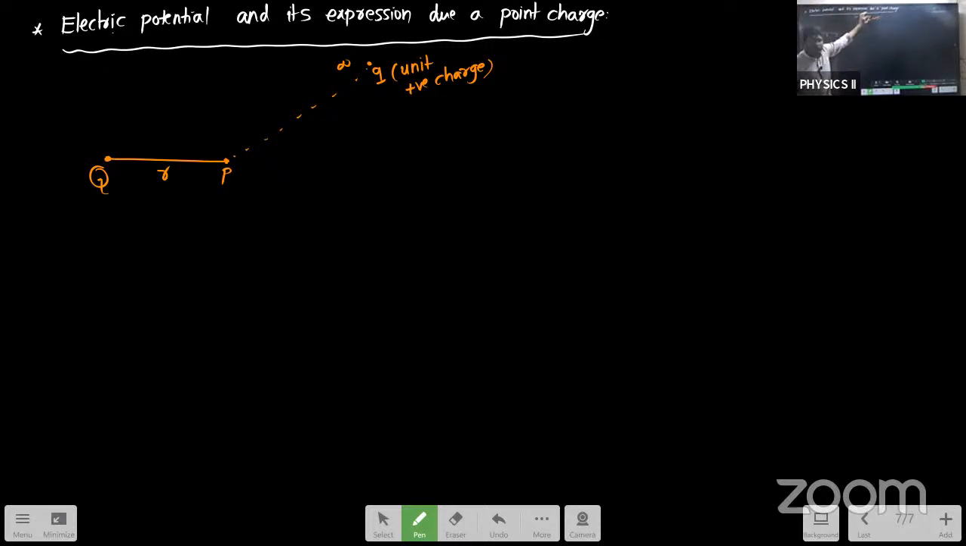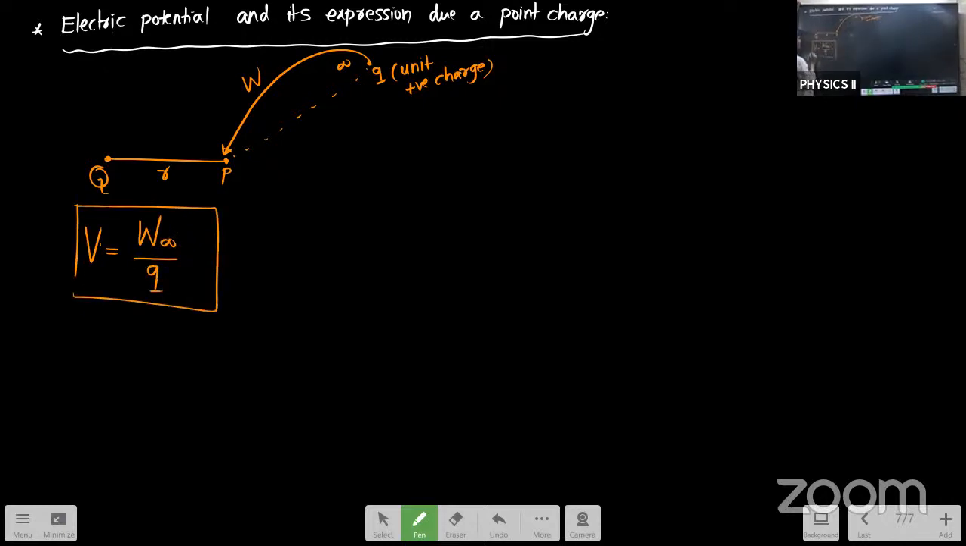Now, what I am supposed to do? I want to bring this charge to this particular position P. I am supposed to do some amount of work. So, in order to bring this charge from this infinite distance to one particular point P, I am supposed to do work. So, we can define electric potential as work done in bringing a unit positive charge from infinite distance.